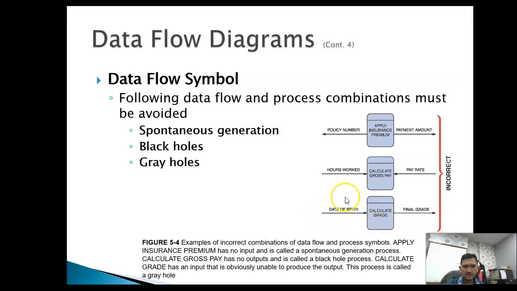This one is also wrong: date of birth, calculate grade. This is wrong because you calculate grade based on date of birth, which is totally wrong. You calculate grade based on student submission.